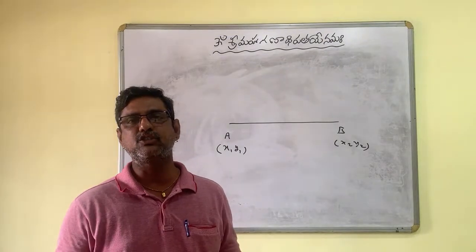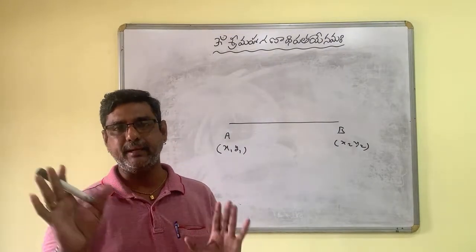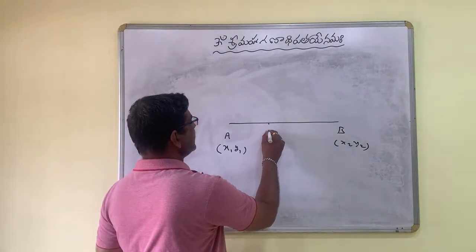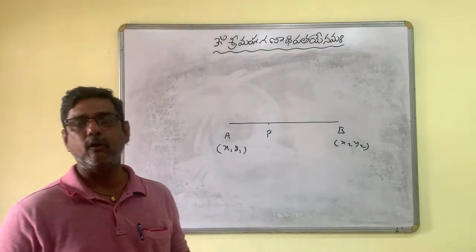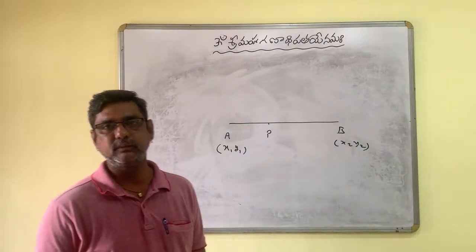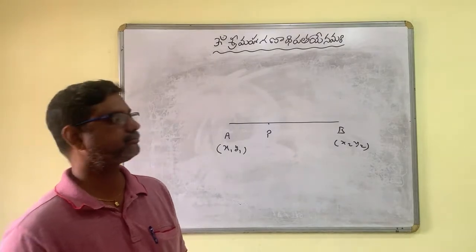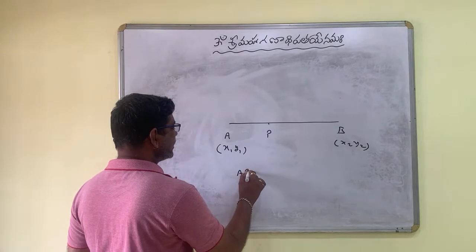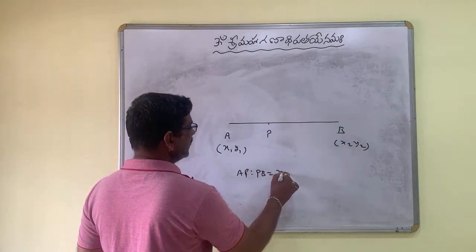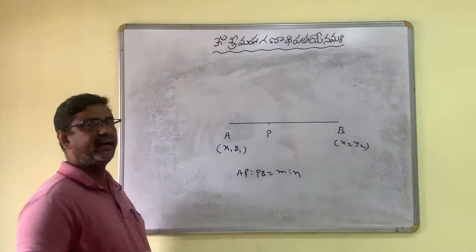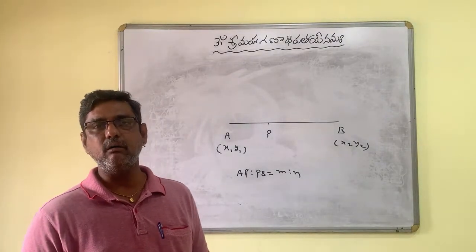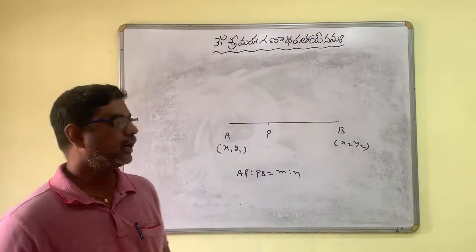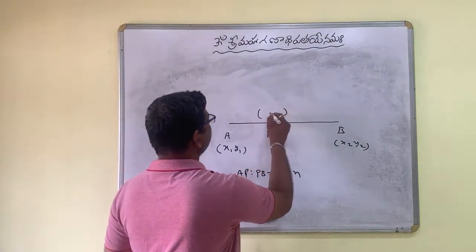There can be many points between A and B. I am considering one such point, that is P. P is a point in between A and B, not in the middle, in between A and B. P divides AB in the ratio m:n. Okay children? And I want to find out the coordinates of P.